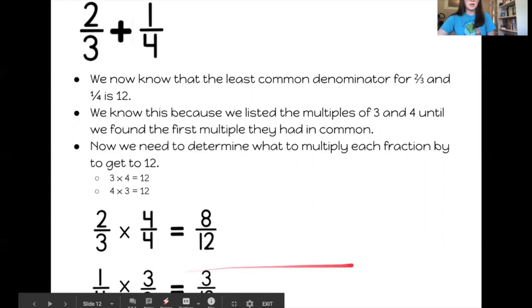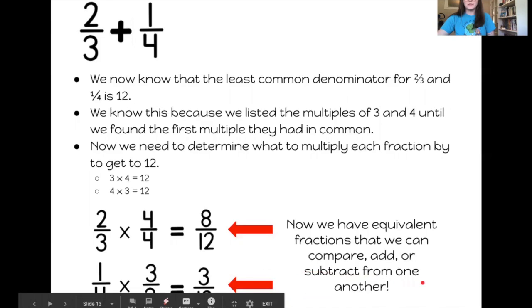I'm going to multiply it by 3 over 3 for the exact same reason, to get 3/12. And now we have equivalent fractions that we can add, compare, or subtract from one another. So once you have those equivalent fractions, you can do whatever you want with them.